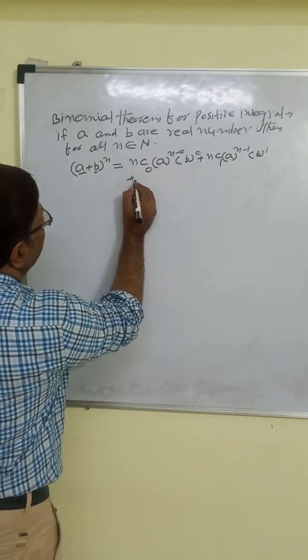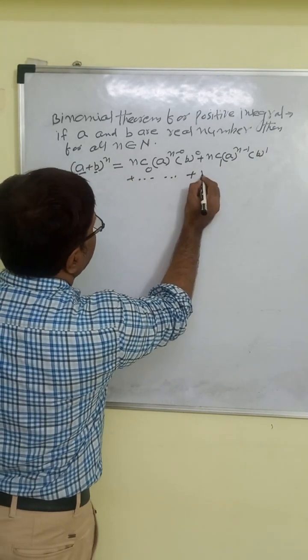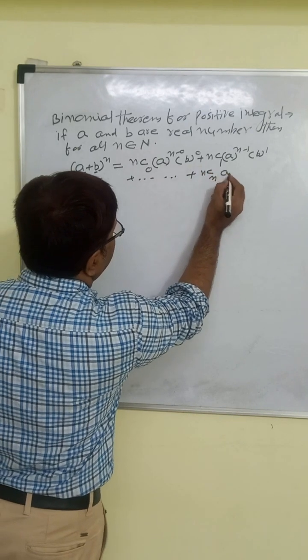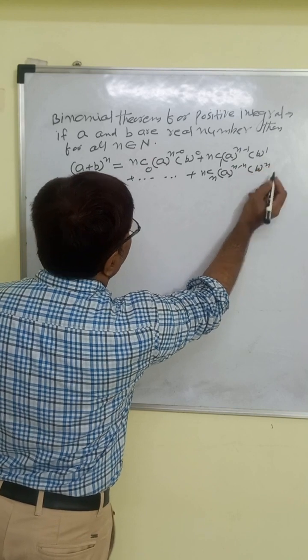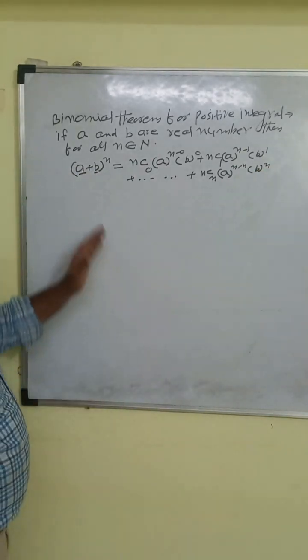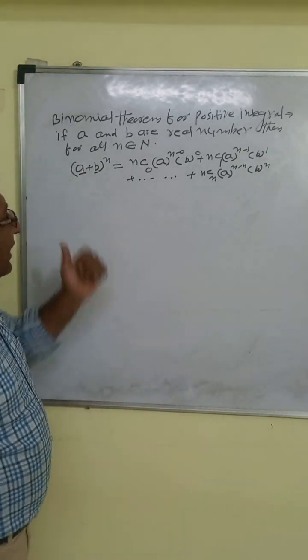In the same way we can go for the last, that is nCn, a to the power n minus n, and b to the power n. So we can put any value and we can check.